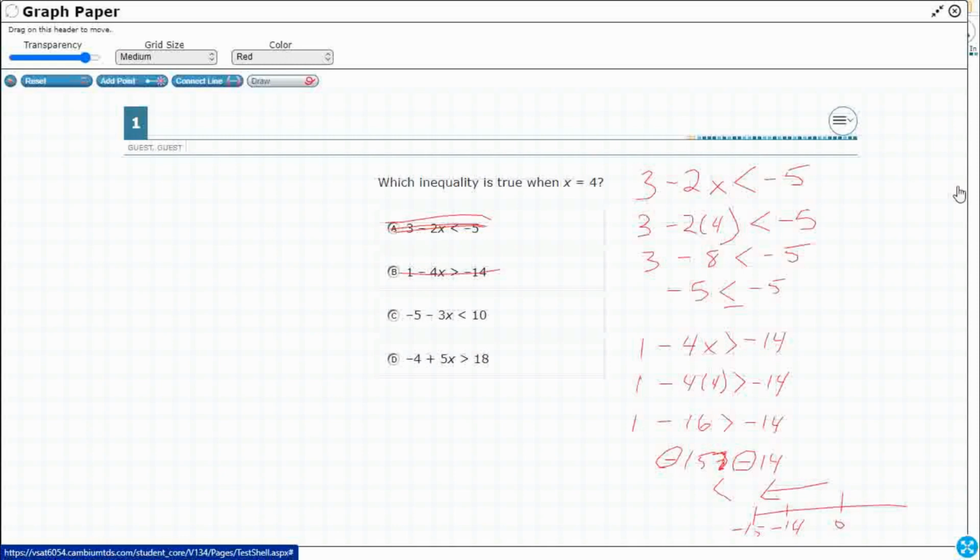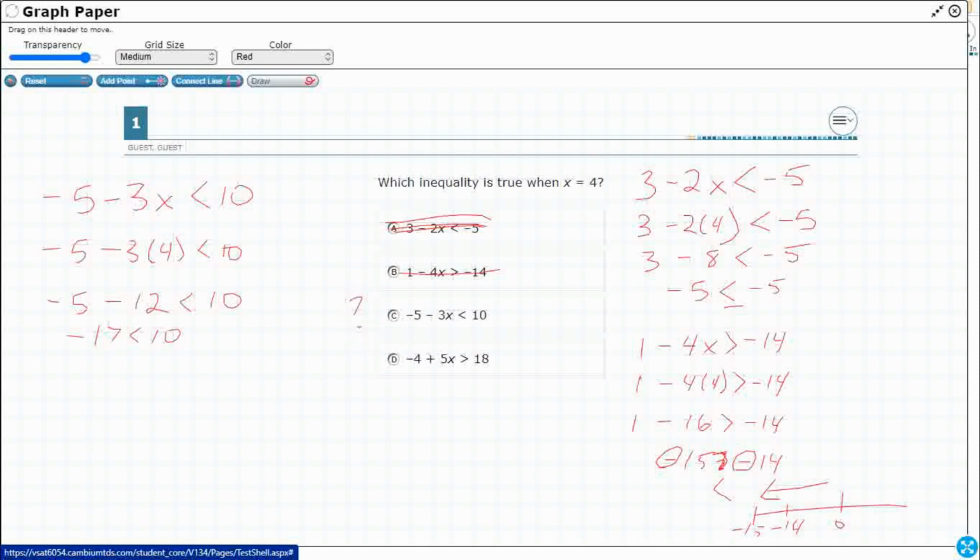2 choices left. So let's see, negative 5 minus 3x less than 10. So we're going to substitute in that 4 for that x. And let's see what we've got here. We've got negative 5, and then negative 3 times 4 is negative 12. Less than 10. Oh, that looks like that's going to work. Look at that. Negative 17 is less than 10. So, yeah, that looks like that's going to work.